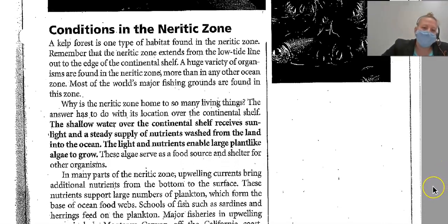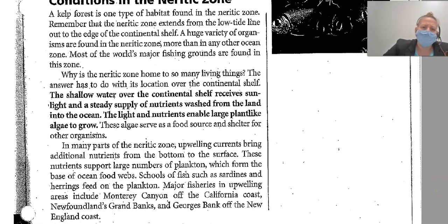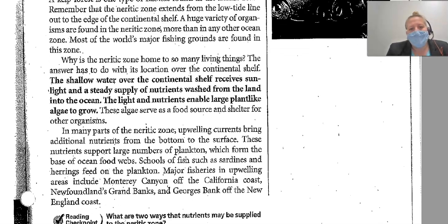Conditions in the Neritic Zone. A kelp forest is one type of habitat found in the Neritic Zone. Remember that the Neritic Zone extends from the low tide line out to the edge of the continental shelf. A huge variety of organisms are found in the Neritic Zone, more than in any other zone. Most of the world's major fishing grounds are found in this zone.